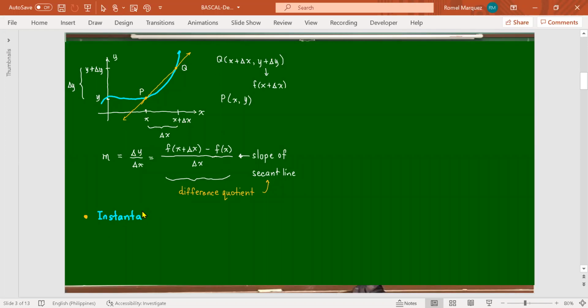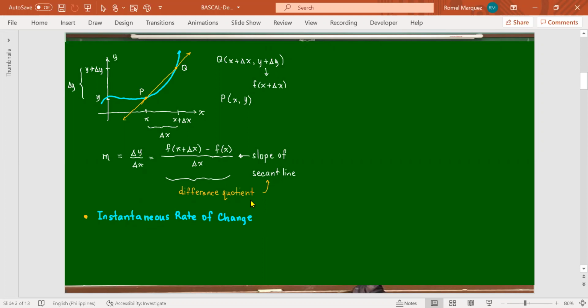Instantaneous. A while ago we talked about average rate, distance, instantaneous rate of change, or simply rate of change sometimes. So this means it is a rate of change at an instant.